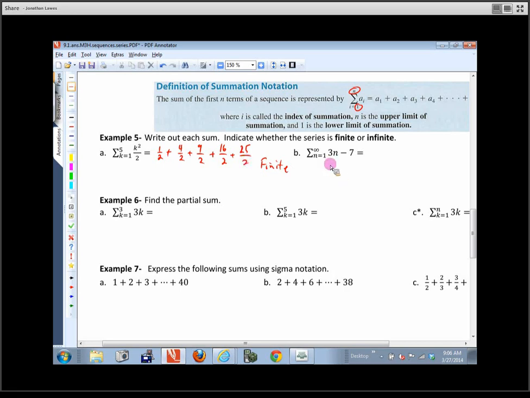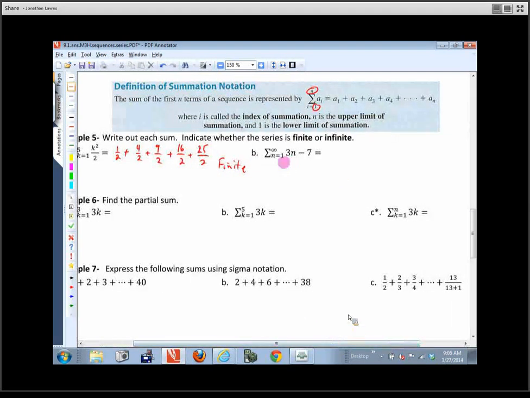Okay. Let's take a look at this one. So the first thing I do is I plug in a 1. If I plug in a 1, I get negative 4, and then I'll write a plus, plug in a 2, I get negative 1, plug in a 3, I get plus 2. Okay, what's happening every time with the terms? Negative 4, negative 1, 2. What's the next one? Next one would be 5. It's going up by 3 every time.